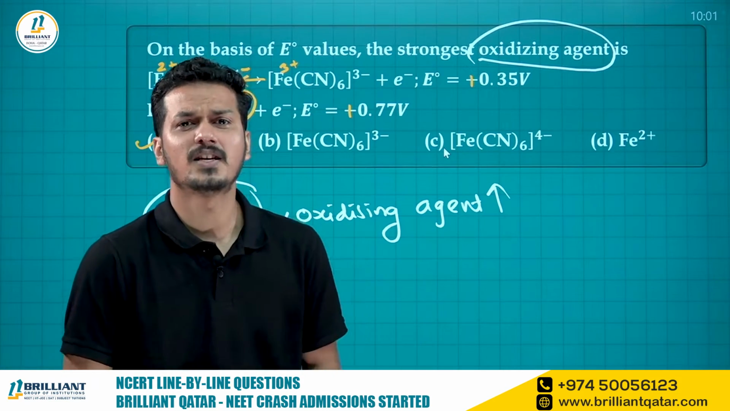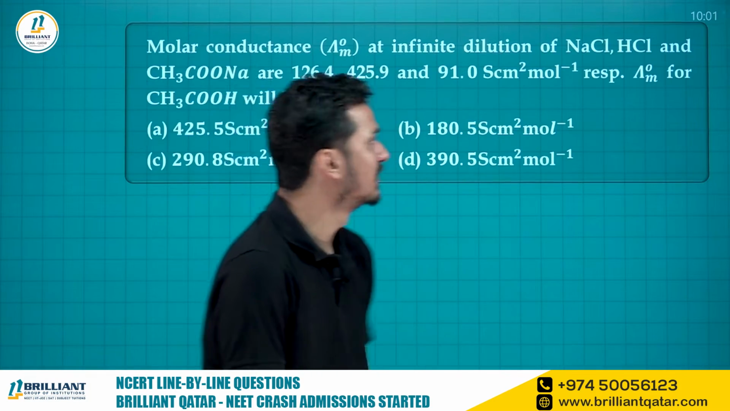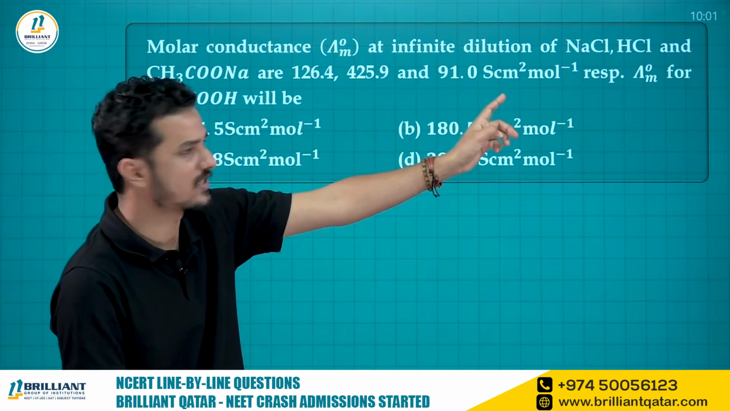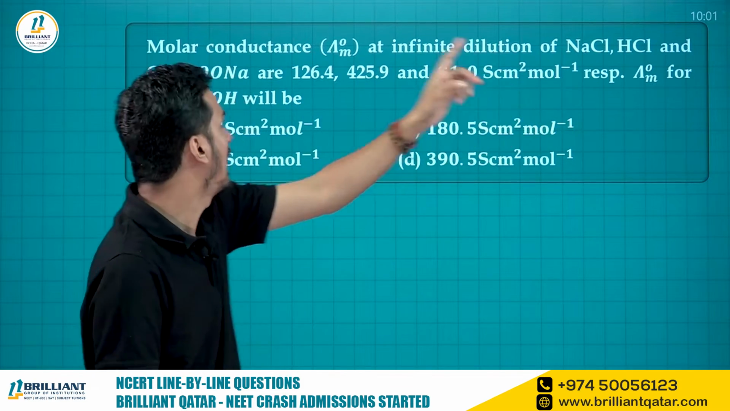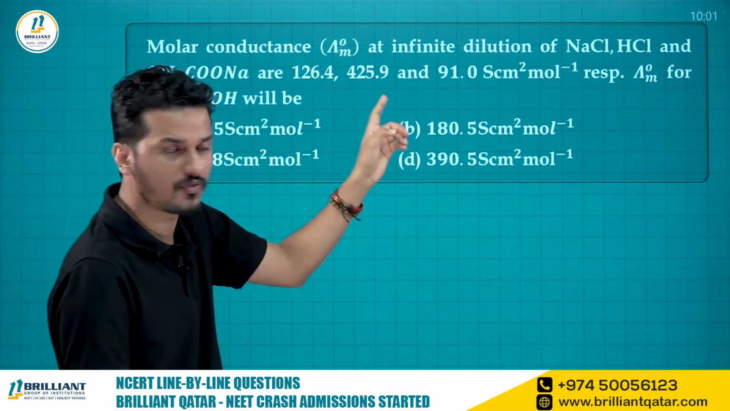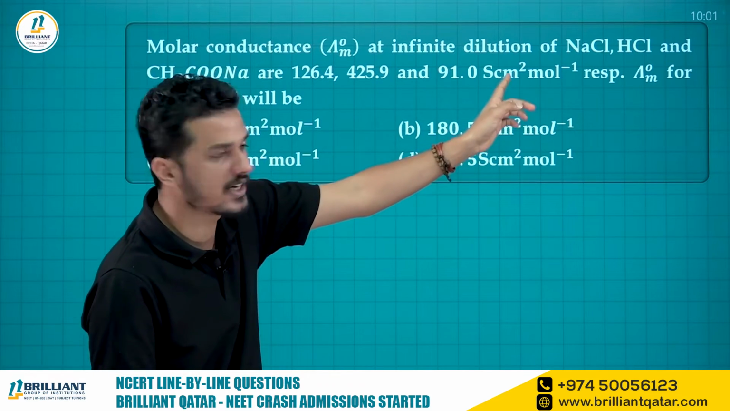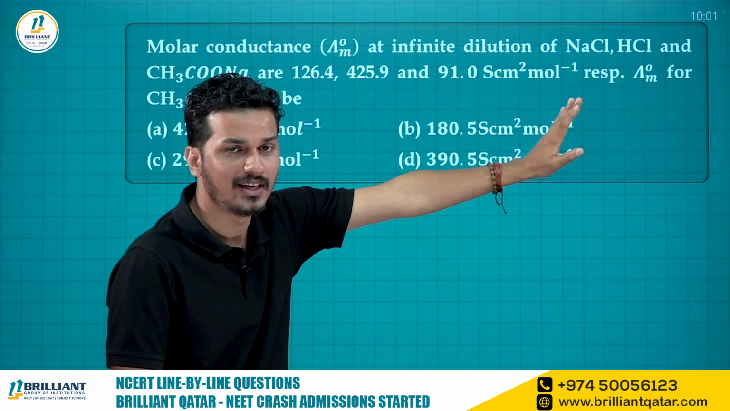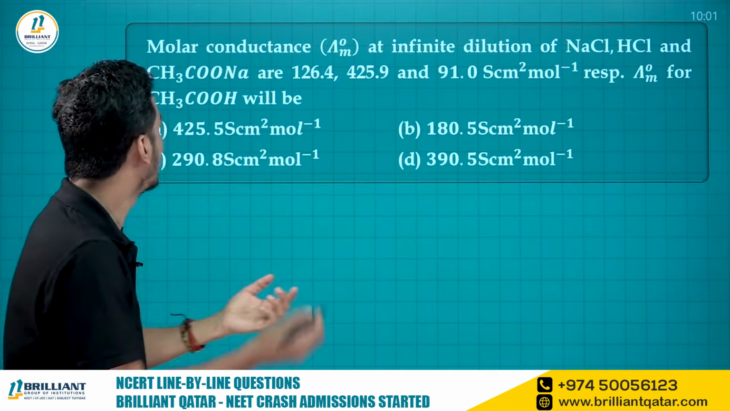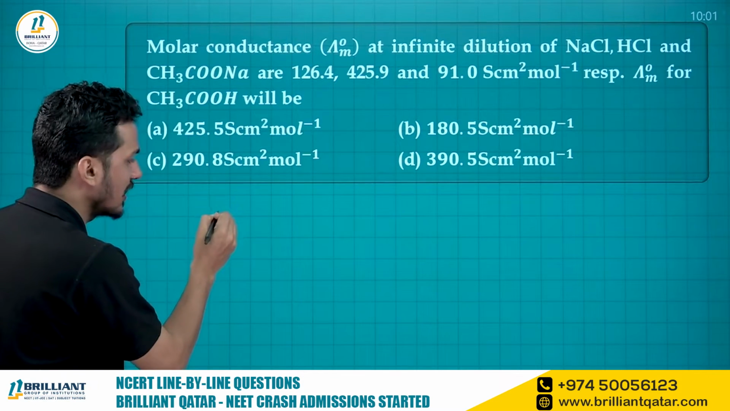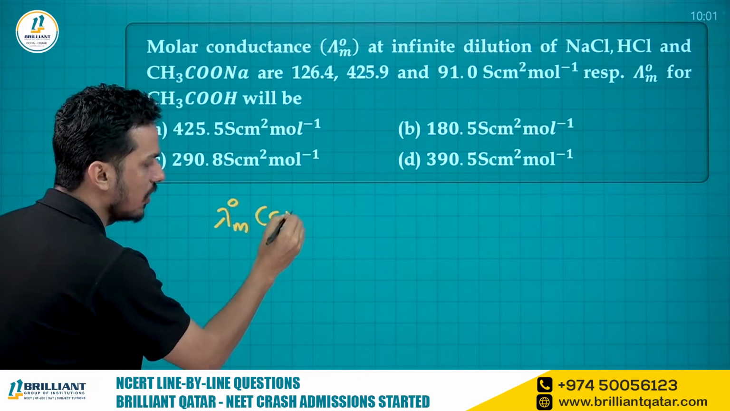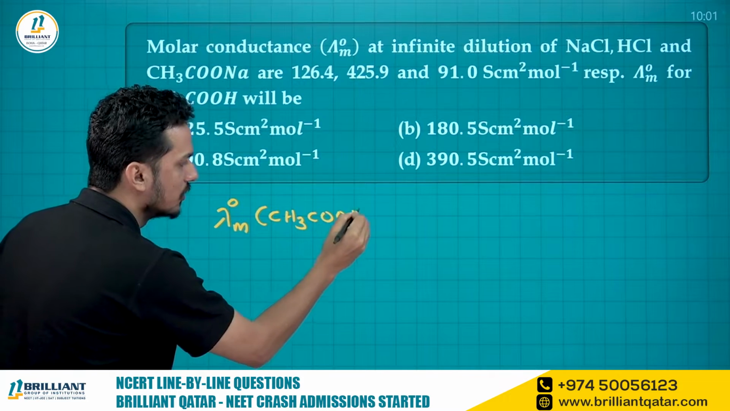Ready? Okay, dears. Shall we go to the next question? This is the next question. What's the question? Molar conductance at infinite dilution of NaCl, HCl and CH3COONa are 126.4, 425.9 and 91 Siemens centimeter square mole inverse respectively. They are asking you to find out lambda 0 m for CH3COOH. It is a weak electrolyte. So they are asking you to find out lambda 0 m of CH3COOH. Okay, you know how to find it.